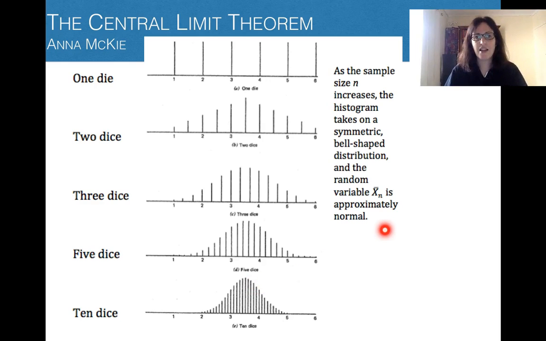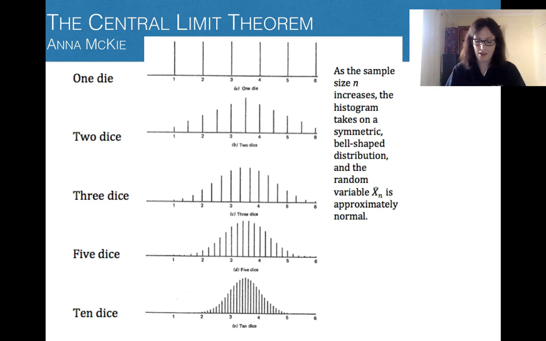So summarising that, as the sample size n increases, so the number of dice roll in this case, the histogram takes on a symmetric bell-shaped distribution and the random variable x bar n is approximately normal. So x bar n is x bar means the average of something, and n is the sample size. So if n was 10, rolling 10 dice and taking the average of those 10, that would be x bar 10.